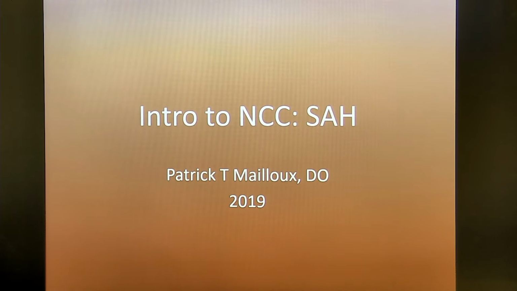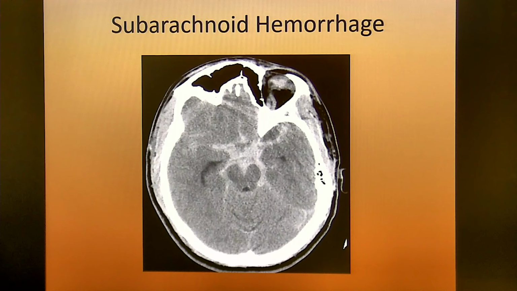Subarachnoid hemorrhage. One of the most common reasons for admission to the neurocritical care unit is to treat patients with subarachnoid hemorrhage. Here is a CAT scan of a typical patient with a fair amount of blood in the basal cisterns following an aneurysm rupture.